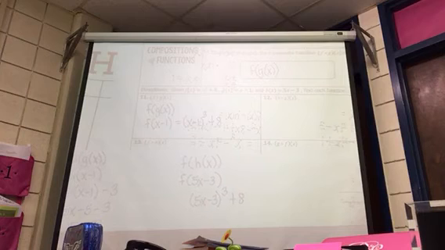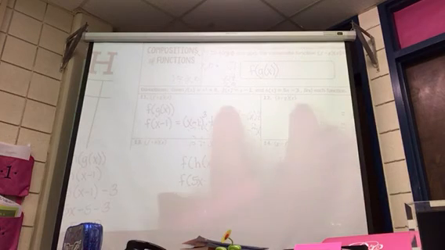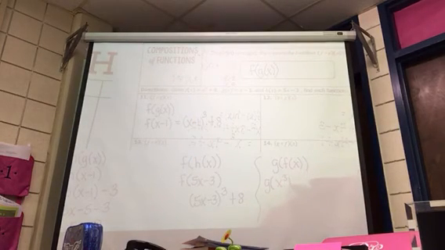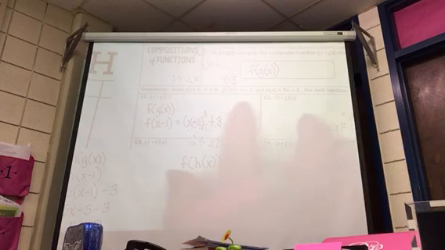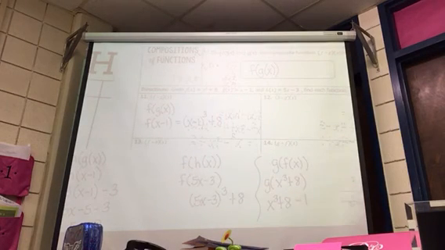All right, and number 14, I have g of f of x. So I have g of f of x. f of x is x cubed plus 8. So I go to the g function, and I'm going to put this in. So I have x cubed plus 8, that's for my x, subtract 1. So what does that equal? X cubed plus 7.